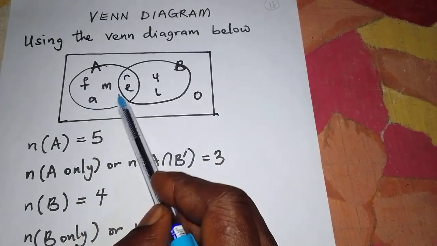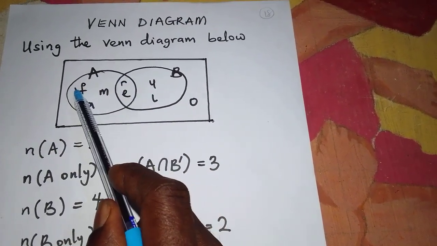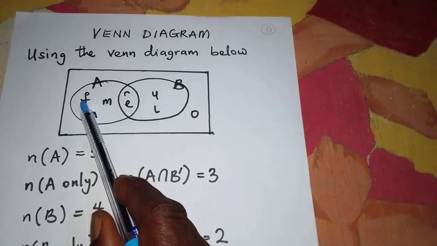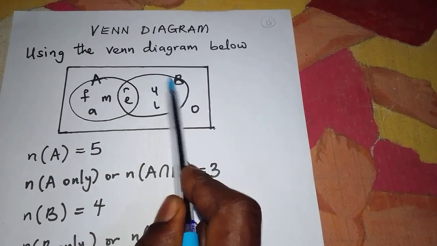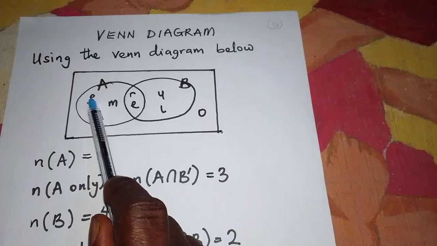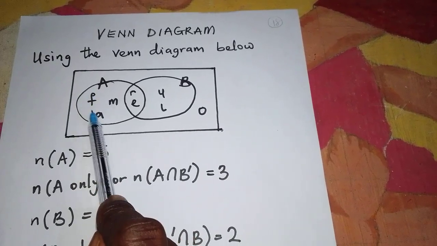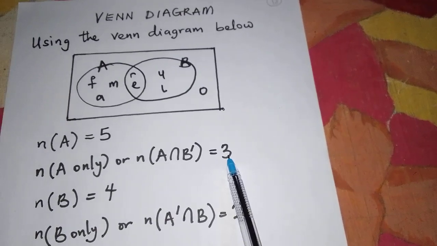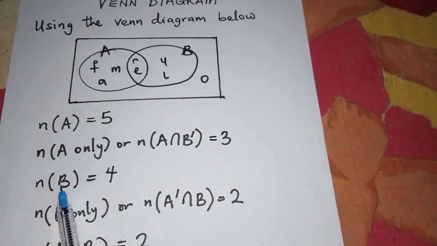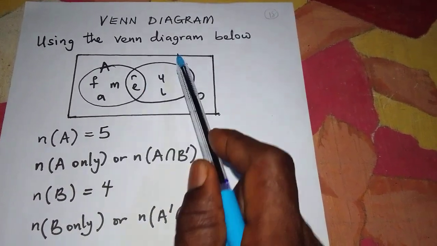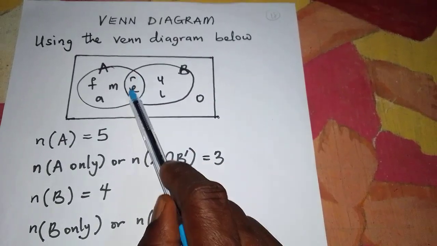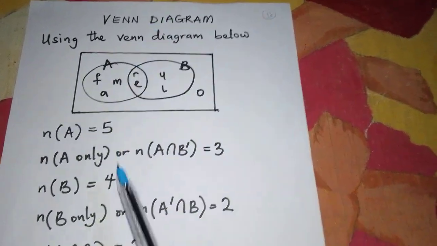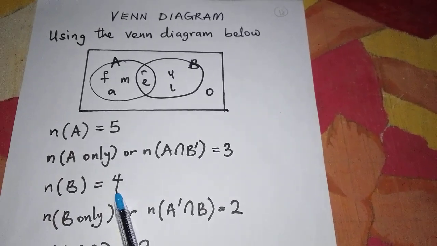If you look at this circle, you realize that F, A, and M are the elements in A only, which is not included in B. So number of elements in A only will be F, A, M. That means 1, 2, 3. 3 elements. The number of elements in set B. Look at the circle of set B. How many elements are here? 1, 2, 3, 4. We are having 4 elements there.